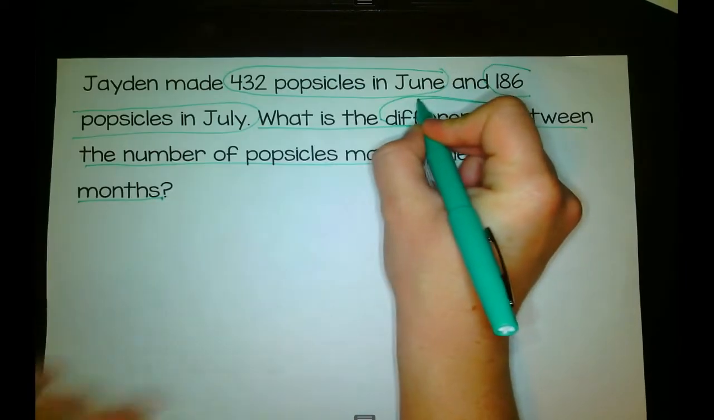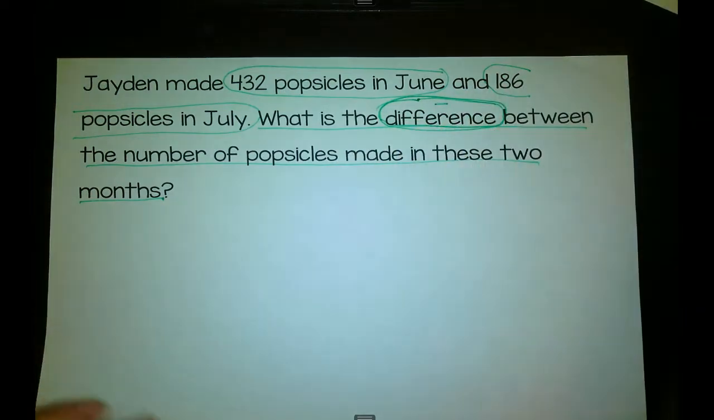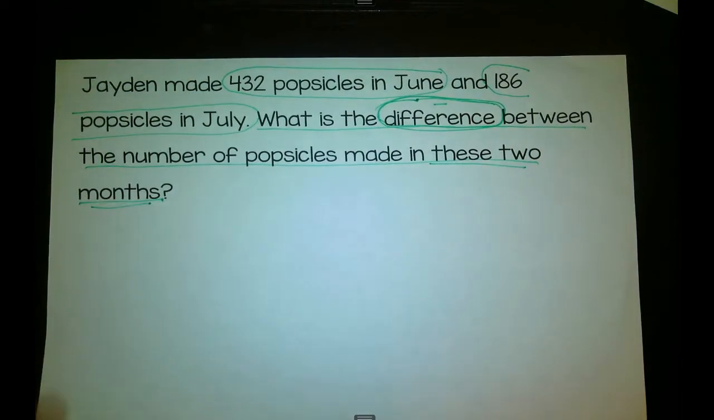If we were in our classroom right now, I would say, turn around, look at that math word. Well, what does difference tell us to do? And everyone would yell, subtract. So this is a subtraction problem. They want to know the difference. Difference means subtract. Difference is the answer when we subtract. So we want to know the difference between these 2 months. Luckily, they only gave us 2 months in this math story problem, so this is an easy peasy problem.